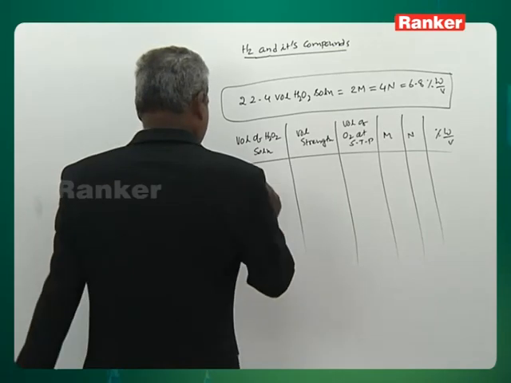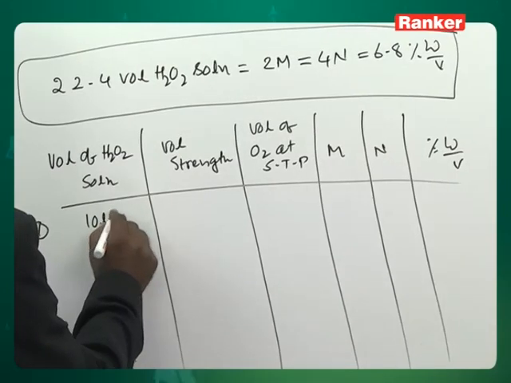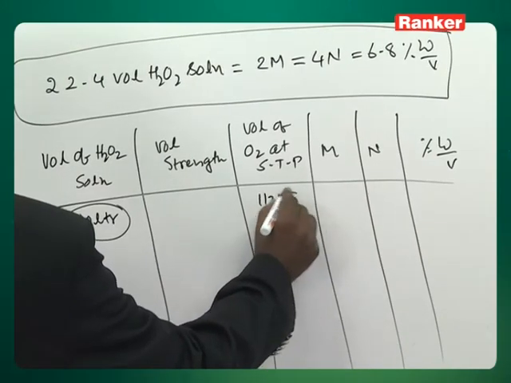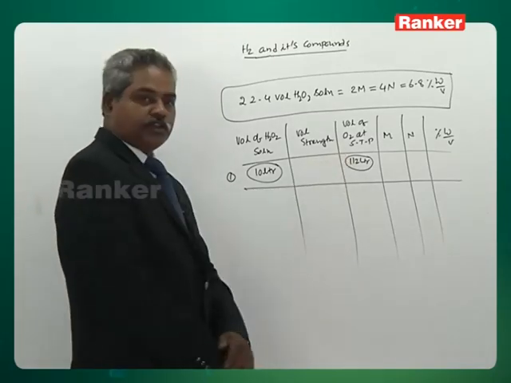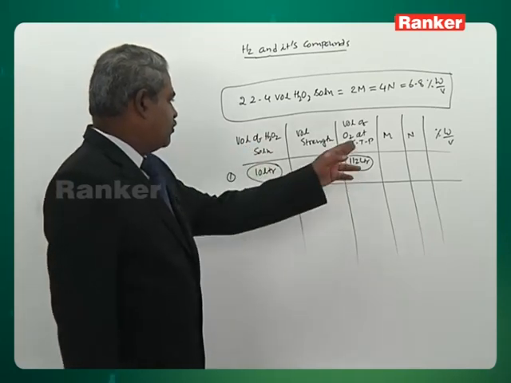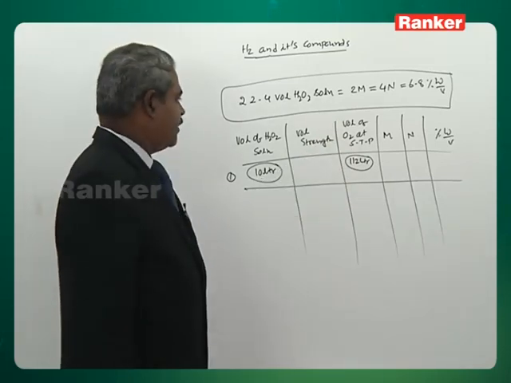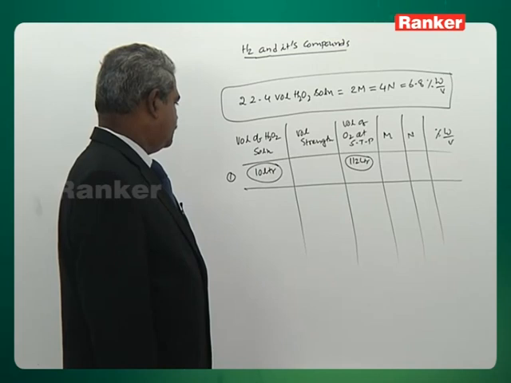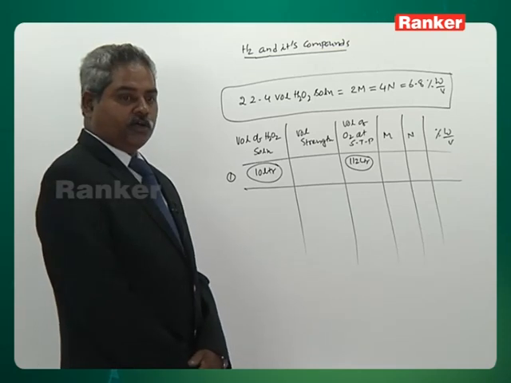Now, I am taking 10 liter, 112 liter. Find all the others. These two I have given. What is the question? 10 liter H2O2 solution on heating produces 112 liter oxygen at STP. Find the remaining. So, what is volume strength?